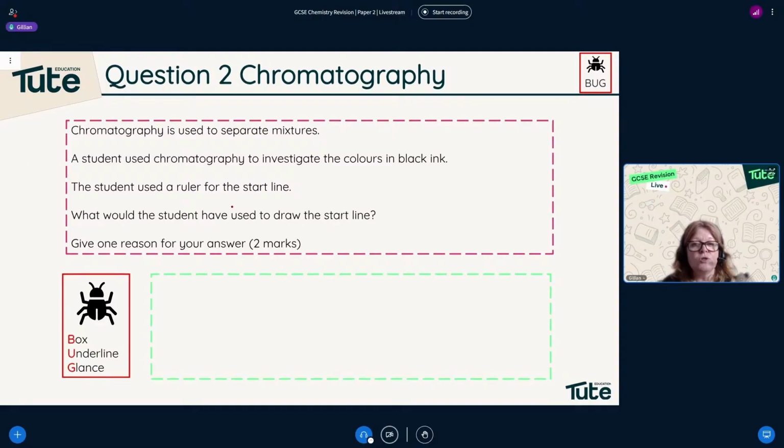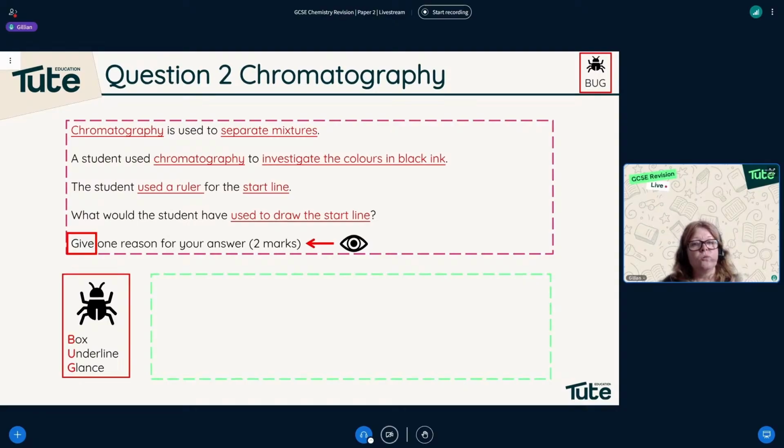So, chromatography is used to separate mixtures. A student used chromatography to investigate the colours in black ink. The student used a ruler for the start line. What would the student have used to draw the start line? Give one reason for your answer. So using our book, underlining that key information in that question, and glancing at the number of marks, there's 2 marks.